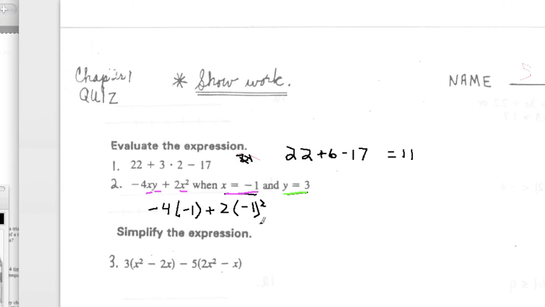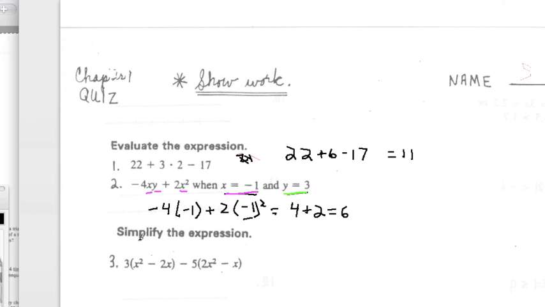So here's the exponent, parentheses, exponents, multiplication, division, addition, subtraction is PEMDAS. So this is equal to, well, negative 4 times negative 1 is positive 4. This negative 1 squared right here is positive 1, so it's 4 plus 2 or 6 is the answer.